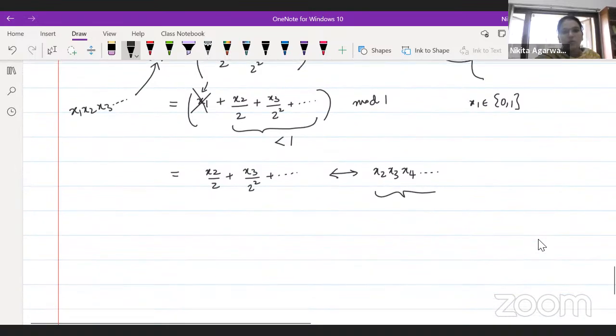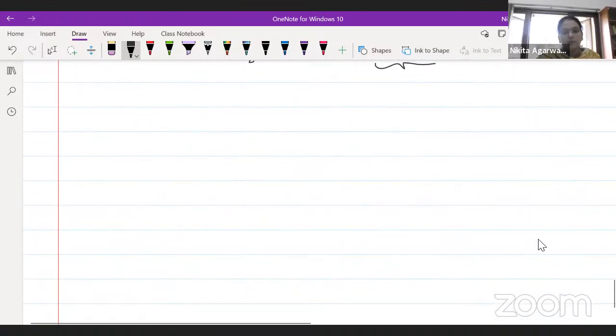So let me now move on to an important concept in dynamics, which is known as recurrence. So let us understand what recurrence is.